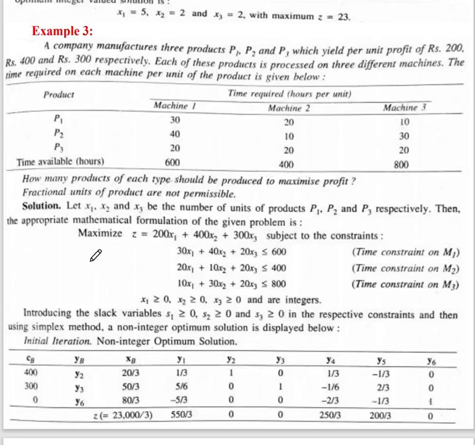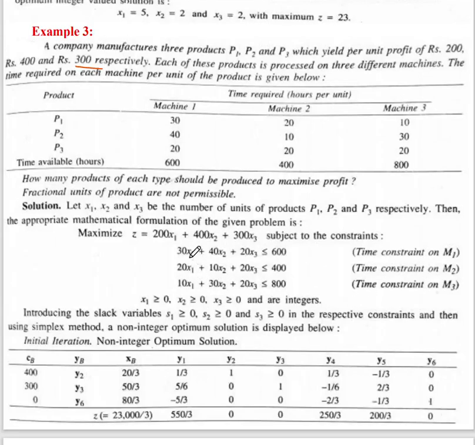Let us consider x1, x2 and x3 to be the number of units of the products P1, P2, P3 respectively. Then the mathematical formulation of this problem can be written as: maximize z equal to 200x1 plus 400x2 plus 300x3. So this is the objective function.